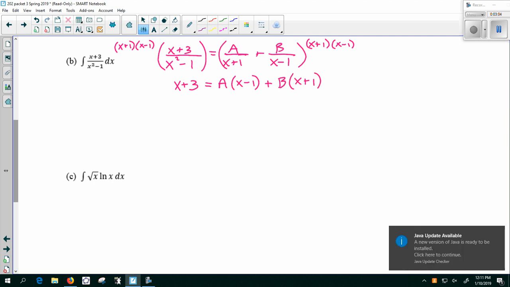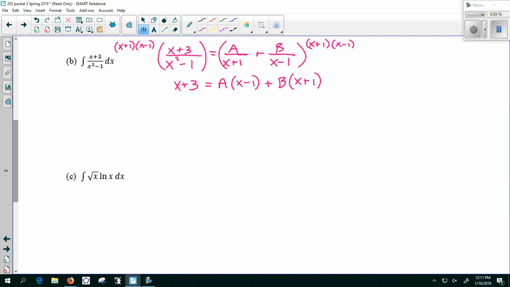All right, now this equation is supposed to be true no matter what value of x you plug in. So I'm going to choose some x's strategically so that some stuff cancels. Like if I put in x equals 1, then this term is going to become a 0. So that whole term will drop out. So let's put in x equals 1 first. So I get 4 equals, this term drops out, and I get 2b.